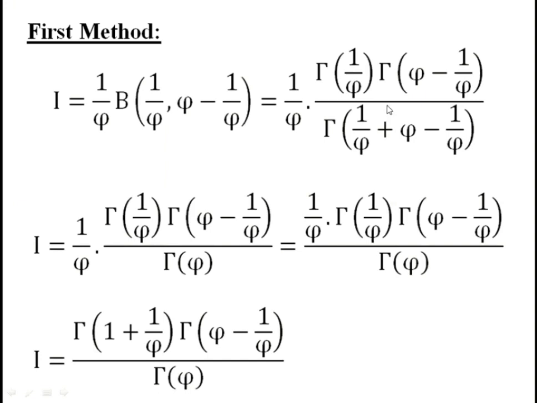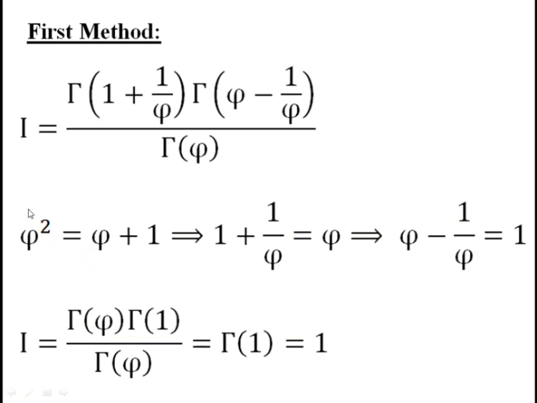Here we can cancel out 1 over phi and minus 1 over phi. So the denominator we have gamma of 1 or gamma of phi. We know that gamma of n plus 1 equals n multiplied by gamma of n. So here we have 1 over phi multiplied by gamma of 1 over phi, and it's equal to gamma of this term plus 1, which is gamma of 1 plus 1 over phi. And so I equals gamma of 1 plus 1 over phi multiplied by gamma of phi minus 1 over phi, all over gamma of phi.